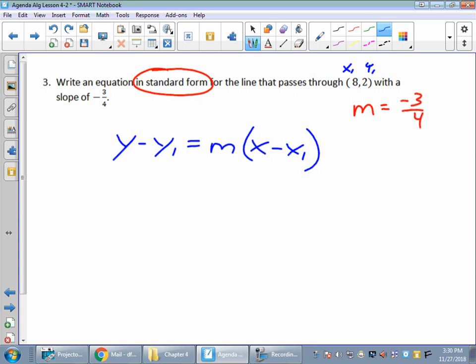So it's going to be y minus 2, because our y1 value is 2, equals our slope of negative 3/4, and then it's going to be x minus 8. Okay, so we're in point slope form. That was the next step, was to use point slope, and step 3 was to substitute our m and our points into it, which we did. But now the last step is to put it into standard form.